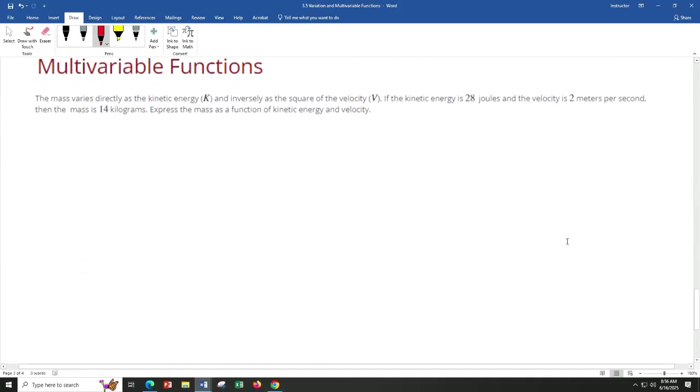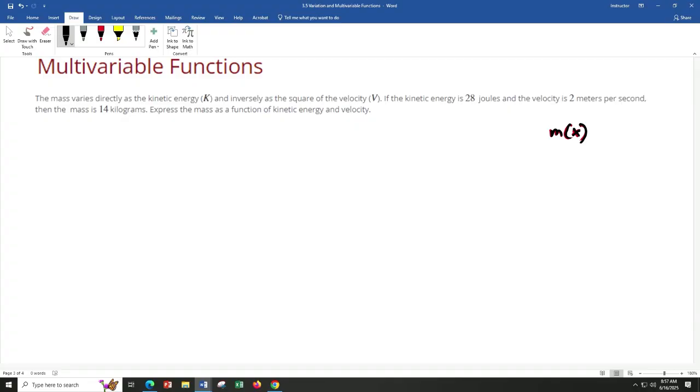Multivariable functions are a little bit weird. You've heard of a function. Let me just write a function real fast. You can have a function m of x. Can we all agree that's just a function? That's how m relates to x, right? That's all that's been happening.